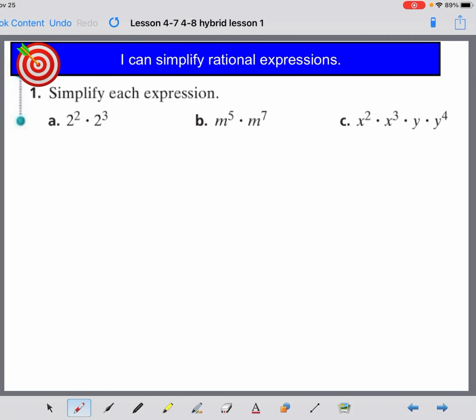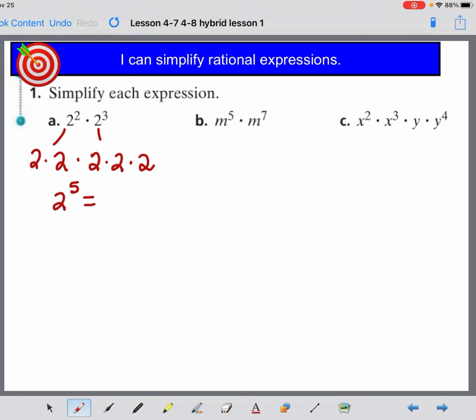All right, let's try this. 2 to the second times 2 to the third. 2 to the second is 2 times 2. 2 to the third is 2 times 2 times 2. Then this really equals 2 to the fifth power.